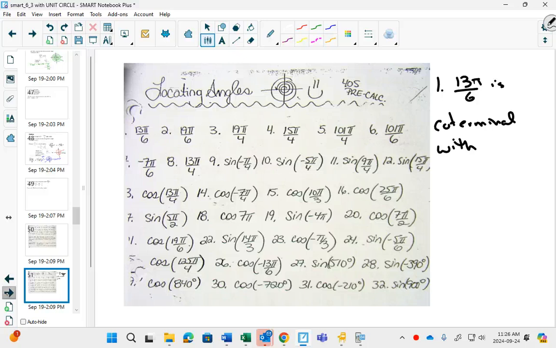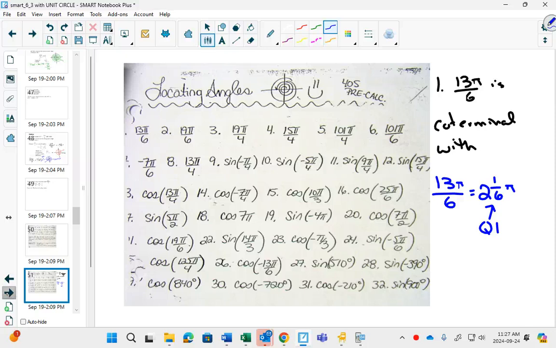And the way that we're going to do that is we're going to take our 13 pi over 6, and write it as a mixed fraction, and that mixed fraction is quickly going to tell us which quadrant it's in. Can you see how the 2 and 1/6 tells me it's in quadrant 1? I'm going in the positive direction. The 2 is going to end here, all the way around, okay?